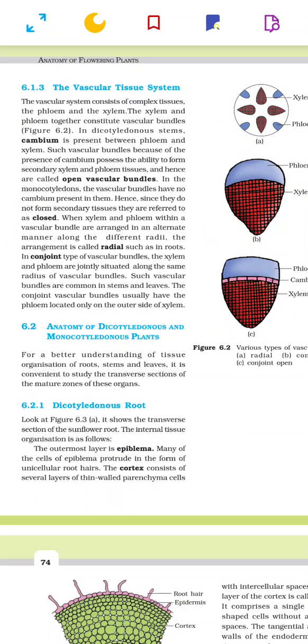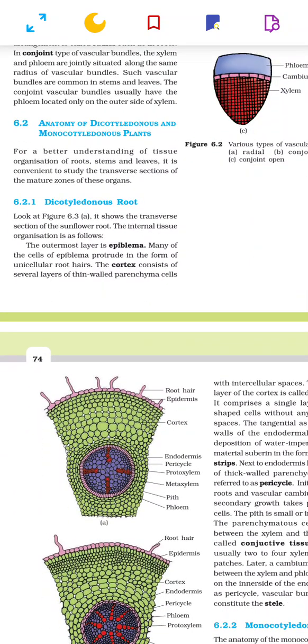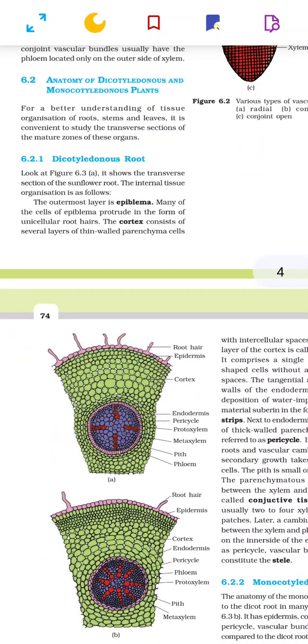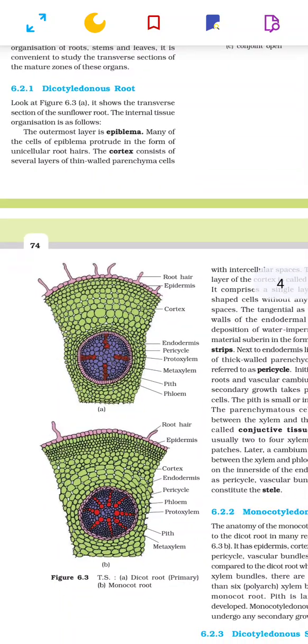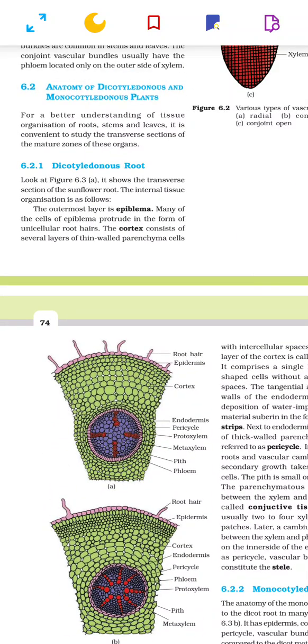Anatomy of dicotyledons and monocotyledon plants. For a better understanding of tissue organization of roots, stem and leaves, it is convenient to study the transverse section of the mature zone of these regions or organs. Dicotyledon root. Look at figure 6.3a. It shows the transverse section of the sunflower root. As it is a sunflower, that's why we can say it is a dicot root.